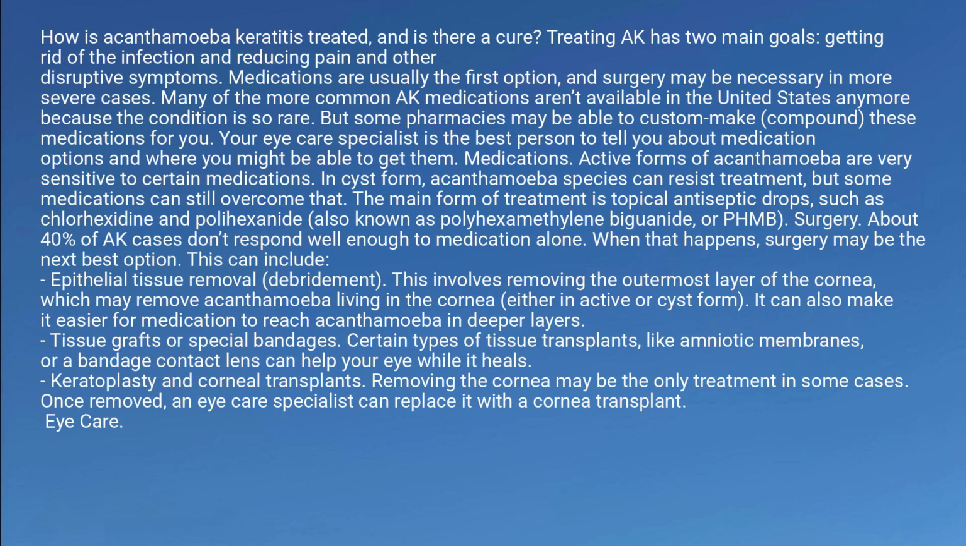Tissue grafts or special bandages. Certain types of tissue transplants, like amniotic membranes, or a bandage contact lens can help your eye while it heals. Keratoplasty and corneal transplants. Removing the cornea may be the only treatment in some cases. Once removed, an eye care specialist can replace it with a cornea transplant.